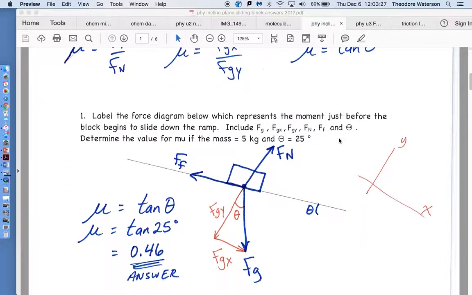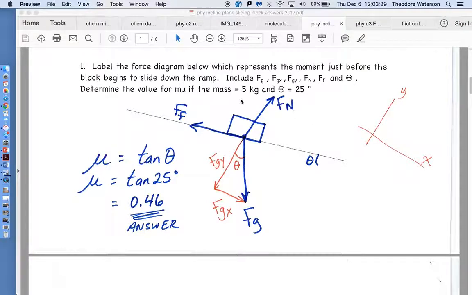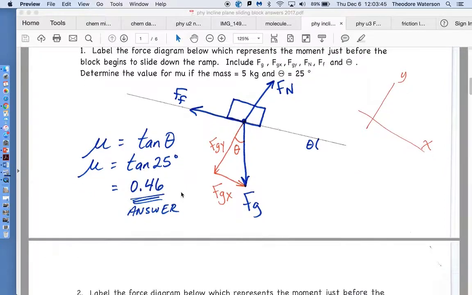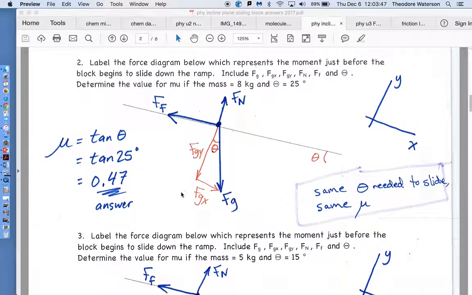All right, so if we look at a question like this, determine the value of mu. Well, I got my angle of incline at 25 degrees. Take the tangent of that, and that does equal mu, our coefficient of friction. Kind of looking at the next question, I stacked up some different amount of weight in there, but what's interesting to me is if the angle's the same, then your mu is the same. So once again, we can use that shortcut.